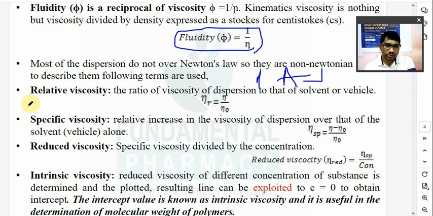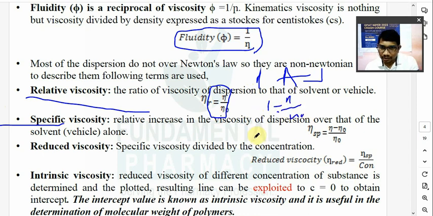Now what does relative viscosity mean? Ratio of viscosity of dispersion to the solvent or vehicle. So relative viscosity eta R is equal to eta divided by eta 0. Now what does specific viscosity mean? 1 minus relative viscosity, that is eta minus eta 0 divided by eta 0. It is the specific viscosity.